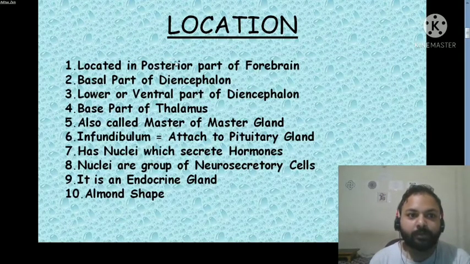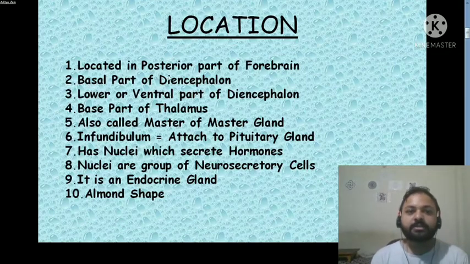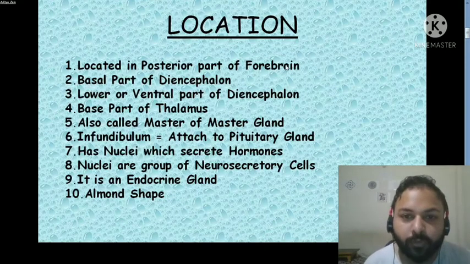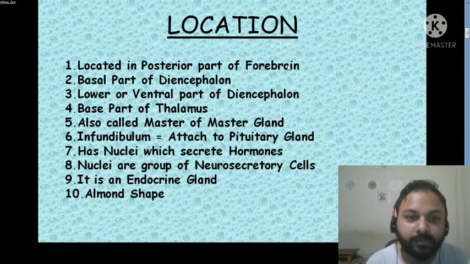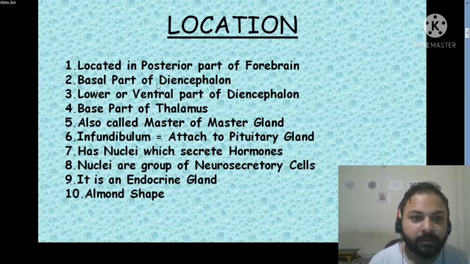So location of hypothalamus. Hypothalamus is located in posterior part of forebrain. Forebrain has three parts: diencephalon, cerebrum, and olfactory lobes. So hypothalamus is located in basal part, lower part of diencephalon. It is the base part of thalamus. Above thalamus is epithalamus and below thalamus is hypothalamus.